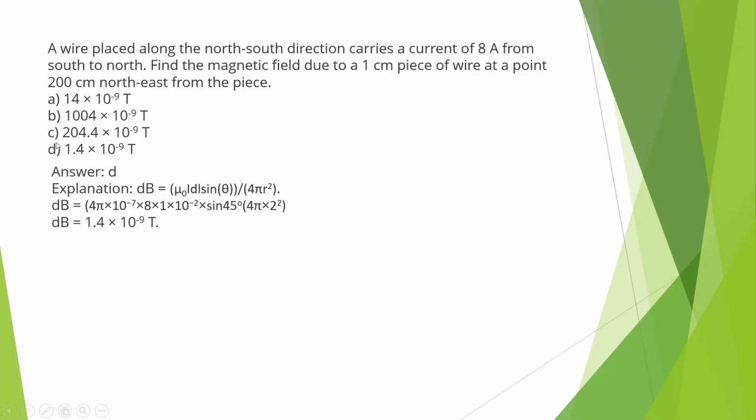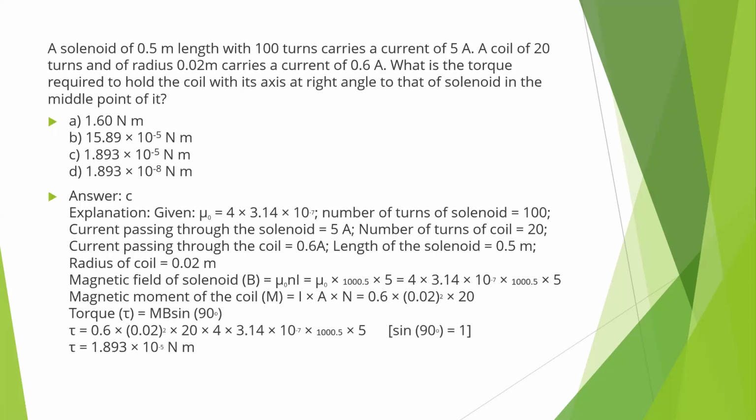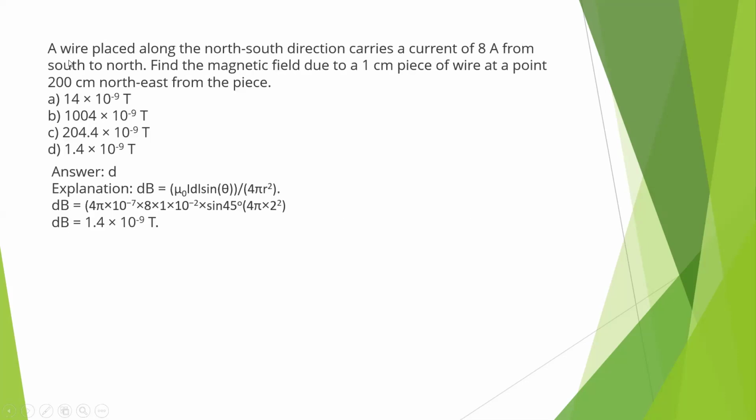If you solve this, you will get an answer that is 1.4 × 10^-9 Tesla. Another one: a solenoid of 0.5 meter length with 100 turns. Yes, so here it is a solenoid. So directly you can go for the direct solenoid equation.